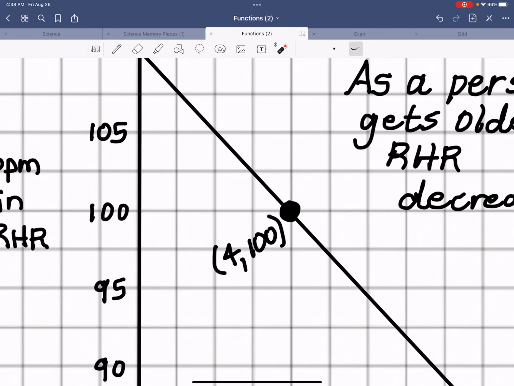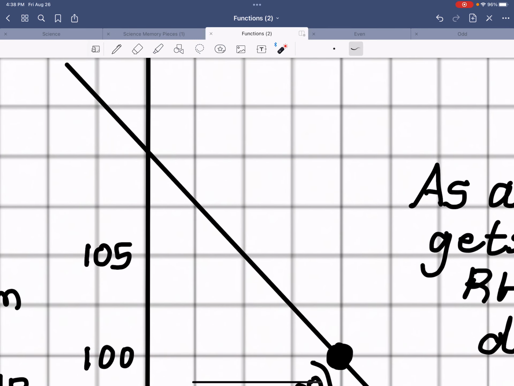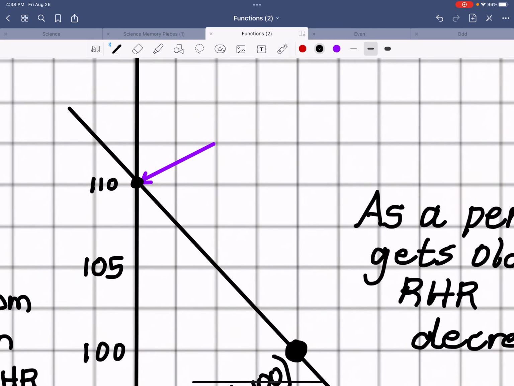The other thing I would like to call your attention to, now the graph in the book doesn't show this, but I really want to know the y-intercept, at least to have an idea of the y-intercept. Where does that line cross the y-axis? Well, if we graph that point, you can see that it's at 110. Now, if I needed to use this number in a formula, I would not guess. I would work it out.